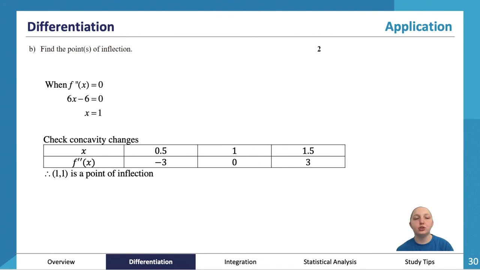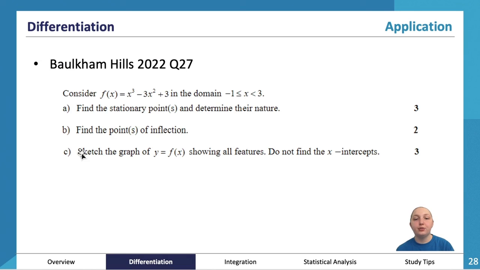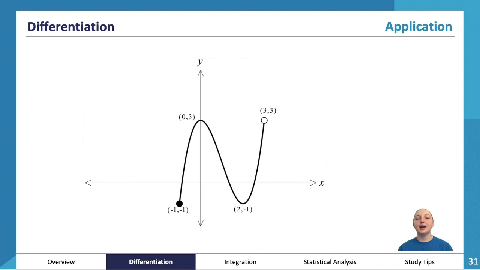Now for part C, sketch the graph of y = f(x) showing all features, don't find the x-intercepts. This is when you can start to plot all your different points that you've learnt about onto your graph. So we found where our point of inflection is, we found our maximums and our minimums. The other thing you want to think about is your y-intercept. Don't have to worry about the x-intercepts, but do worry about your y-intercept, and you should end up with a graph that looks like this.